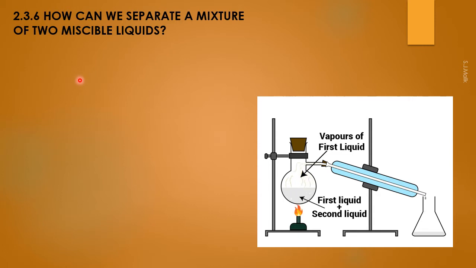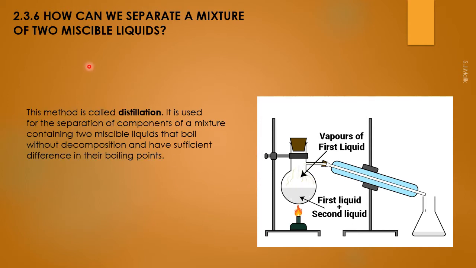How can we separate a mixture of two miscible liquids? We use distillation of two miscible liquids to separate them. The method distillation is used for the separation of components of a mixture containing two miscible liquids that boil without decomposition and have sufficient difference in their boiling points.